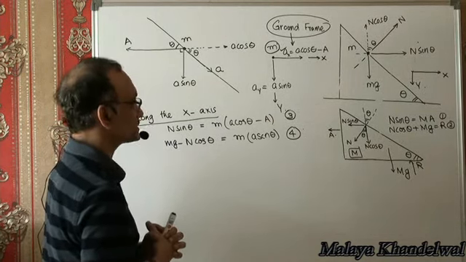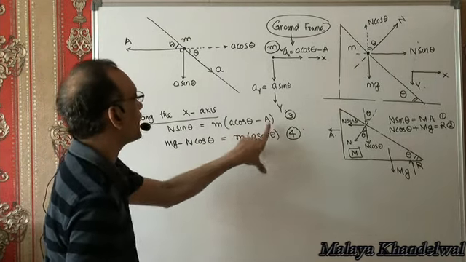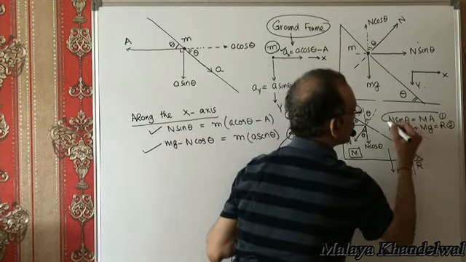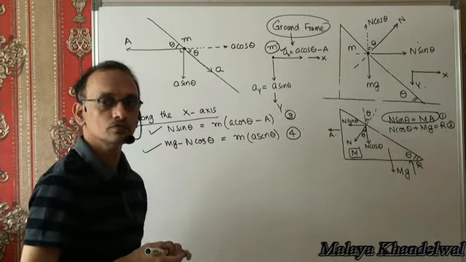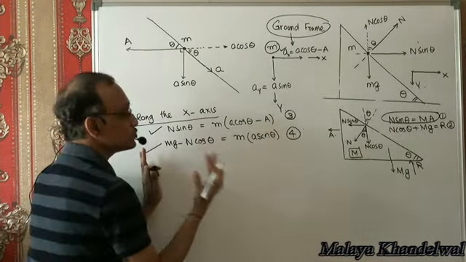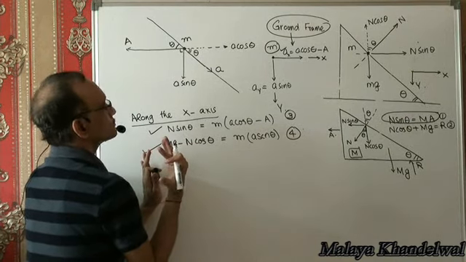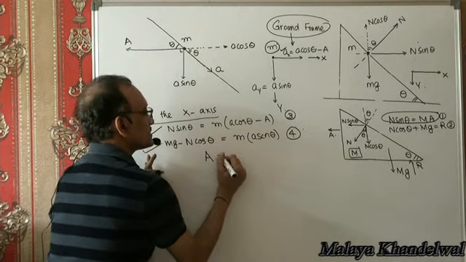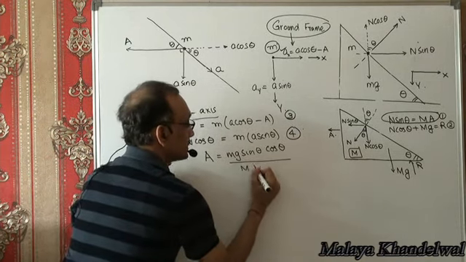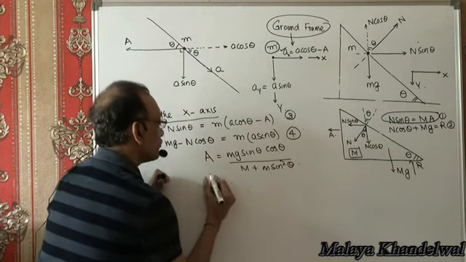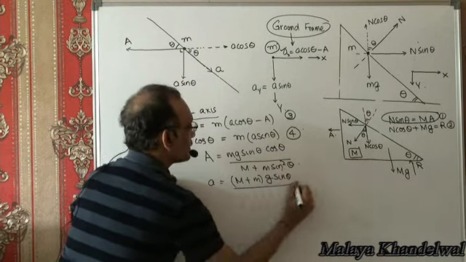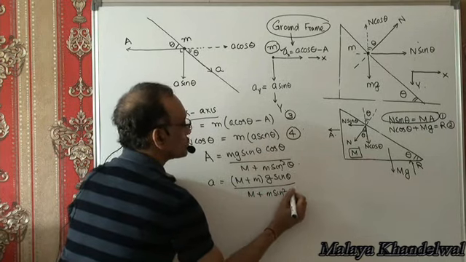All that I therefore need to do is to solve for small a, capital A, and N from this equation and equation 1. This is what I need to do. And we are not going to get anything different from what we got earlier. If I solve for capital A from these two equations, let me tell you the final result. I'm going to get capital A as mg sine theta cos theta divided by capital M plus small m sine square theta, not any different from before, and small a as (capital M plus small m) g sine theta divided by capital M plus small m sine square theta.